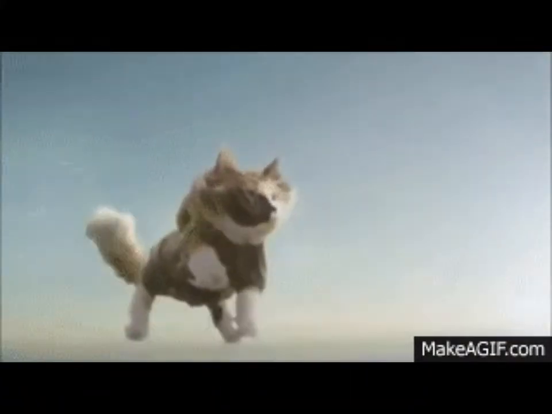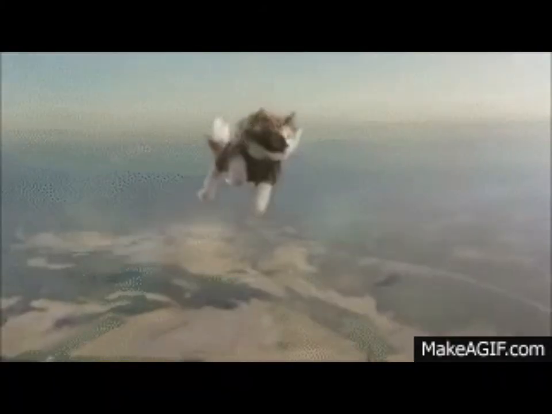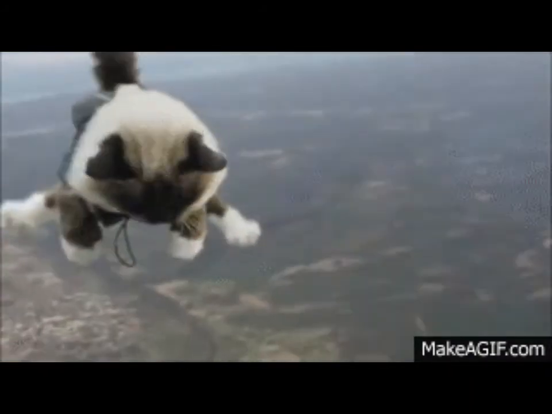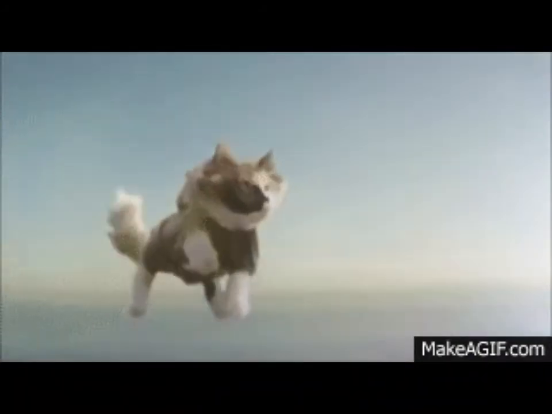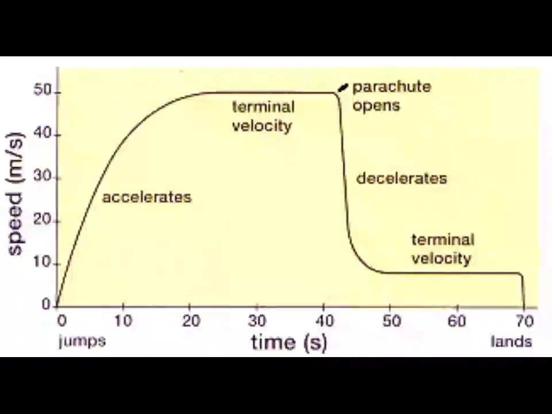Different objects can have different terminal velocities. This poor little cat here that somebody strapped a parachute onto has less terminal velocity than, say, a bowling ball going down because the air catches it more. And this shows how the terminal velocity changes from when the parachute opens to when he was just falling by himself.